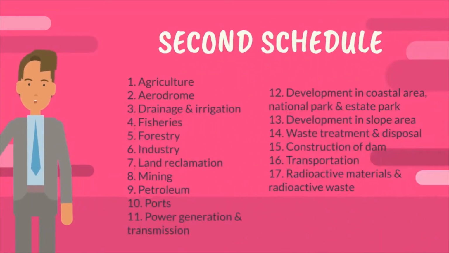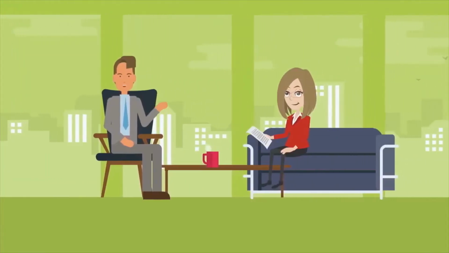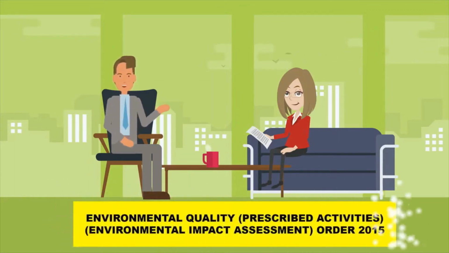While in the second schedule, there are 17 activities. For detailed explanations for each activity in the first schedule and second schedule, you can always refer to the Environmental Quality (Prescribed Activities) (Environmental Impact Assessment) Order 2015.